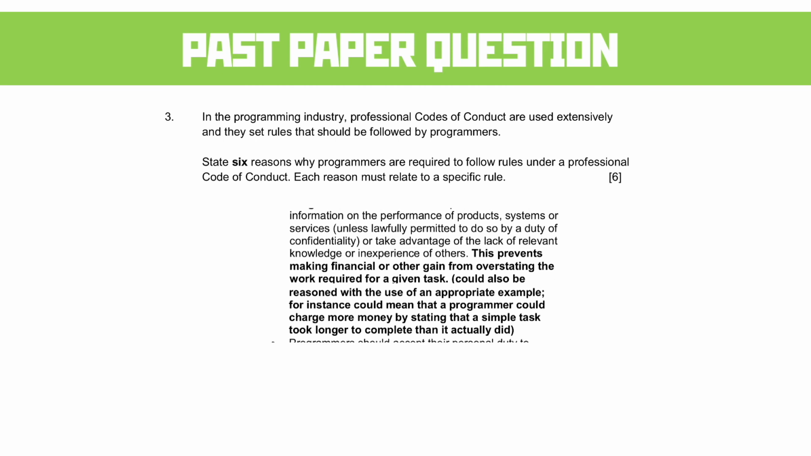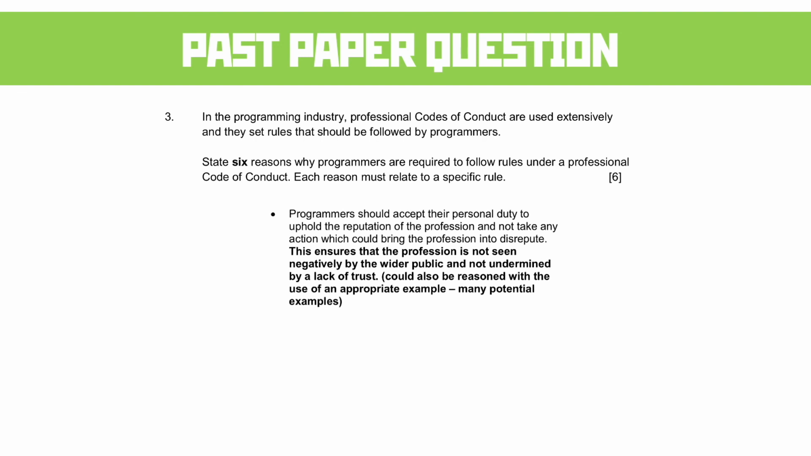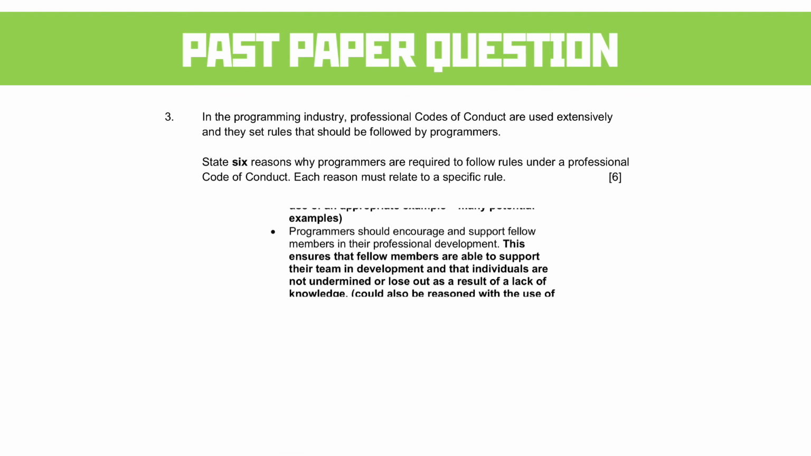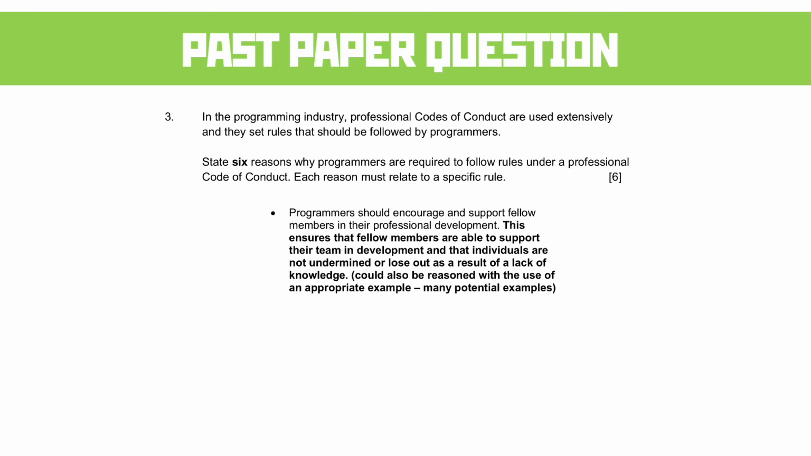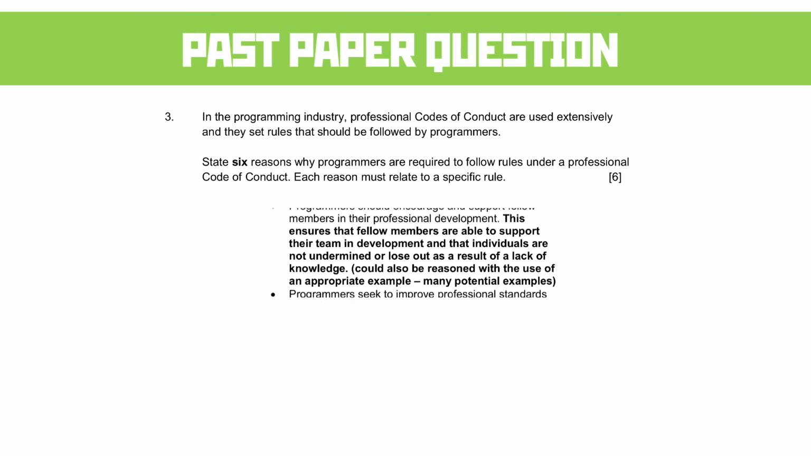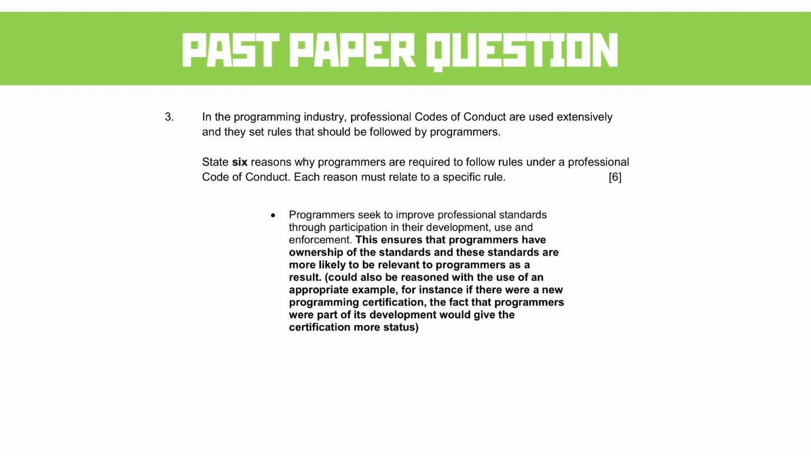Programmers should accept their personal duty to uphold the reputation of the profession and not bring it into disrepute. And this means that we ensure that our profession remains highly regarded. Programmers should encourage and support fellow members in their professional development, so that means we help other people improve their skills and bring the overall industry up as a result. Programmers should seek to improve professional standards through participation in the development, use and enforcement, so we look at the professional standards and we make sure to enforce them amongst other people.